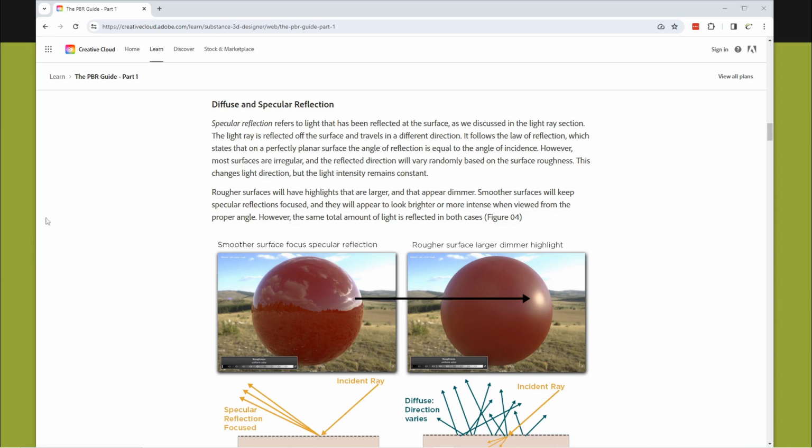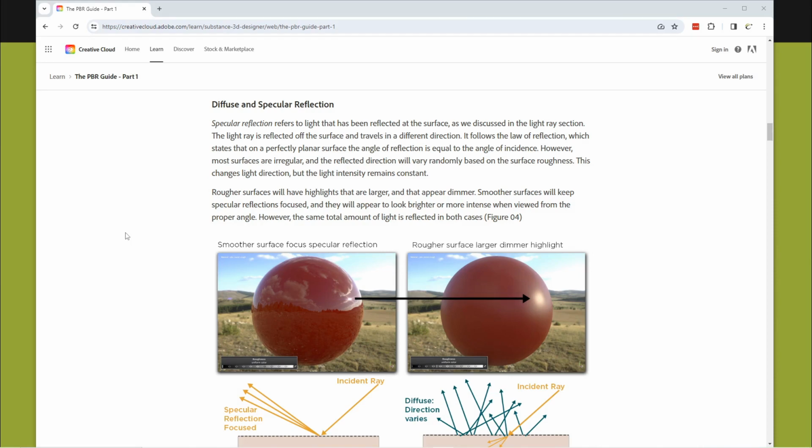So for diffuse and specular reflection: reflection refers to light that has been reflected at a surface. The light ray is reflected off the surface and travels in a different direction, and we saw that the angle of incidence equals the angle of reflection. However, most surfaces are irregular and the reflected direction will vary randomly based on the surface roughness. This changes the light direction, but the light intensity remains constant.